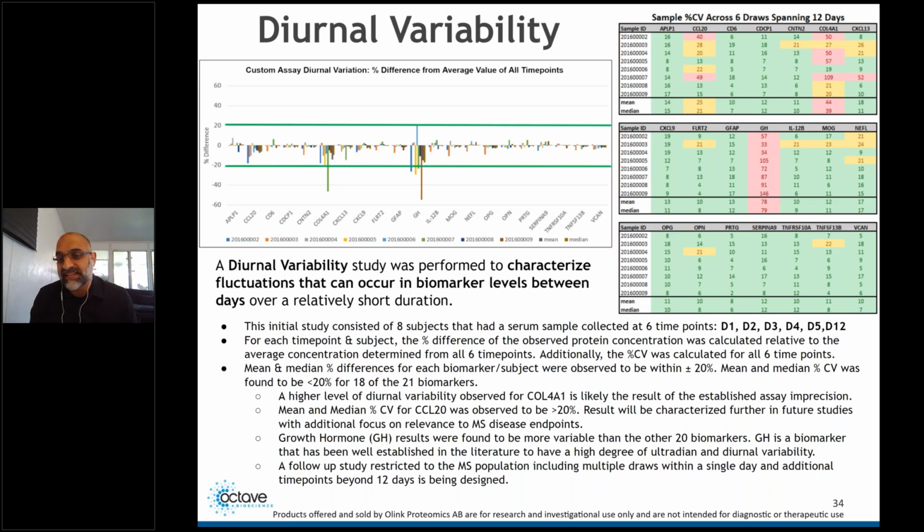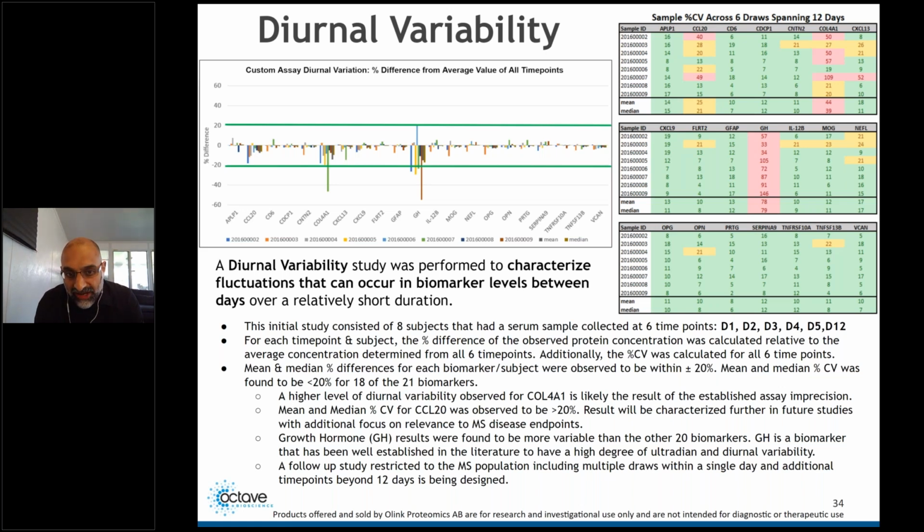Additionally, we looked at this percent CV for all 6 time points for each patient. The mean and median percent differences for each biomarker were observed to be within plus or minus 20%. That's the graph on the left. The mean and median percent CV was found to be less than 20% for 18 of our 21 biomarkers. And so I'll talk through the 3 biomarkers that didn't meet that specification.